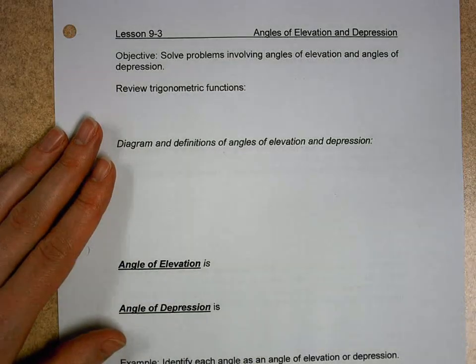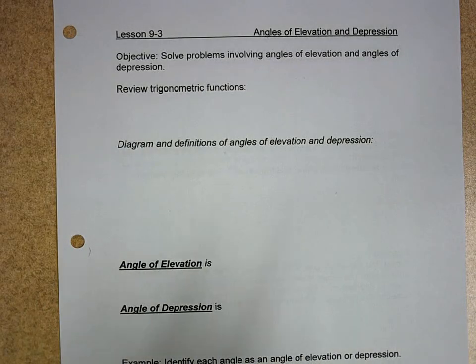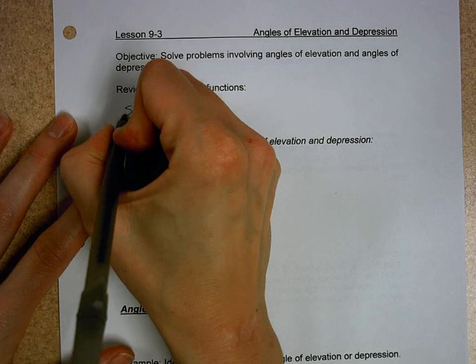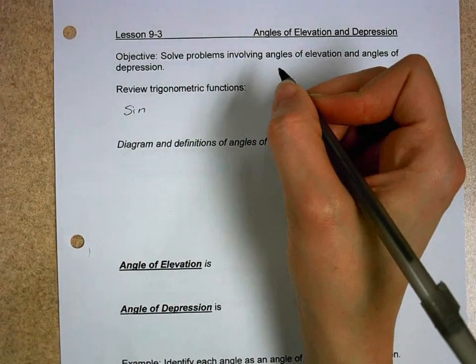Hey guys, we are in the next lesson in our trig because we combined 9-1 and 9-2 together. We're now doing angles of elevation and angles of depression. But to do those, we still have to use basically everything we did before, our 3 steps and everything.